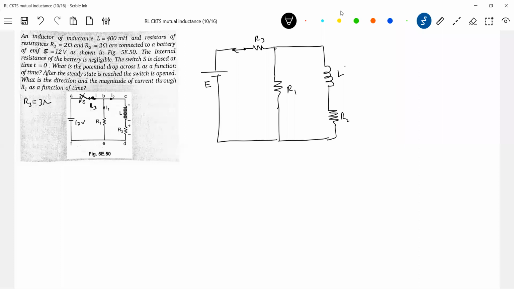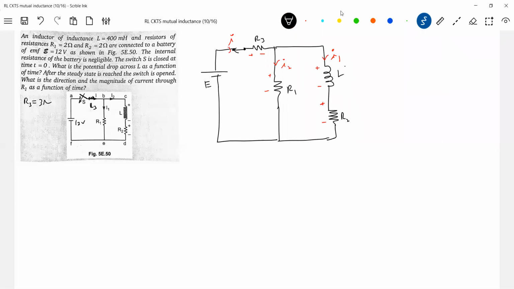Let's get into this one. So here, what is the method? Let the current here be I, let the current here be I1, let the current here be I2, and let the current here be I. I is equal to I1 plus I2. Then polarity plus minus. I'll treat the inductor as a circuit element. Write down the loop equation. So here I1 is the current that is flowing through the inductor. That you have to keep in mind.